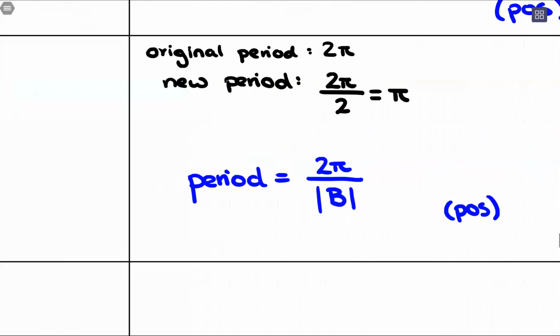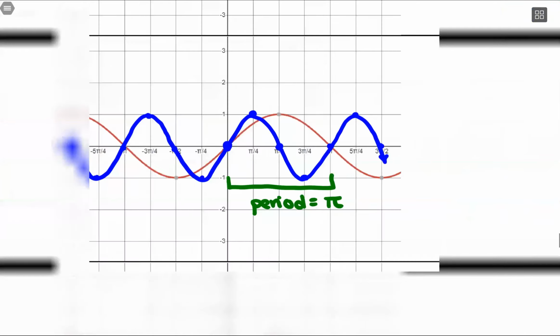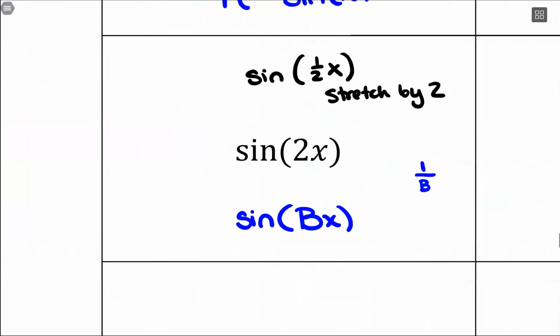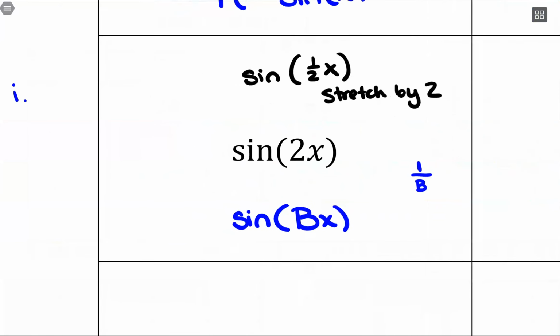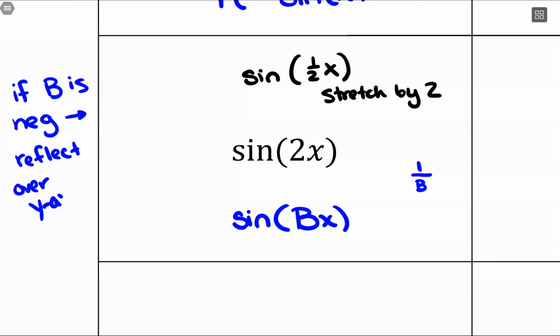And then if we're seeing a negative value for b here, so if b is negative, then we're reflecting over the y-axis. That's technically what's happening, but it looks just like our reflection over the x-axis.